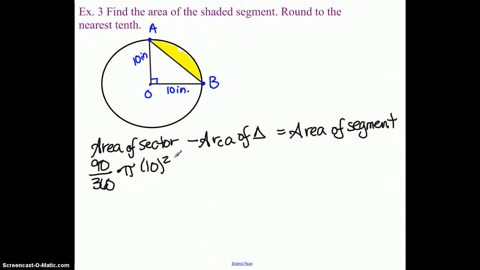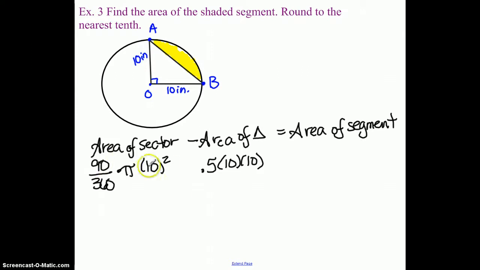Okay, now I'm just going to write these in pieces. The area of the triangle, remember, is 1/2 base times the height. So 1/2, the base of the triangle is 10, and the height is 10. So what I'm going to do is go through and simplify both of these to make it easier.